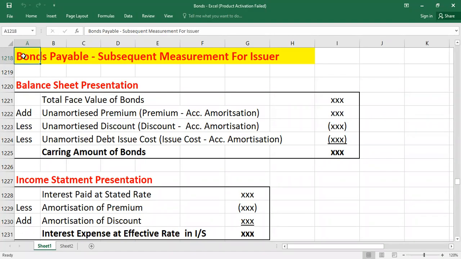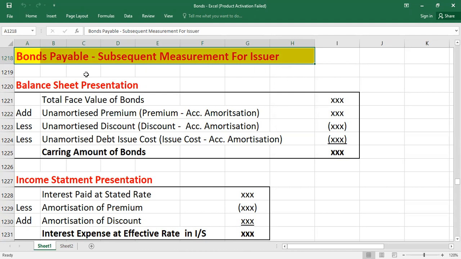Today we are going to talk about bonds payable subsequent measurement for issuers. If you have issued the bonds, they might be issued at par, at a premium, or at a discount. So after the issuance of the bonds, how can we record the bonds in financial statements? In this video, I'm going to talk about amortization of premium. If you have already issued the bonds at a premium, what do we do with the premium, and how can we amortize the premium over the bond's life? This is what we are going to talk about today.